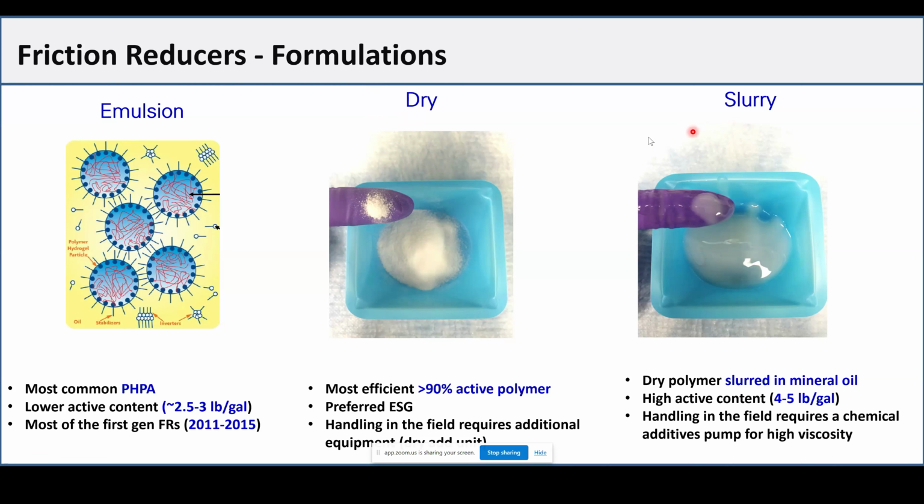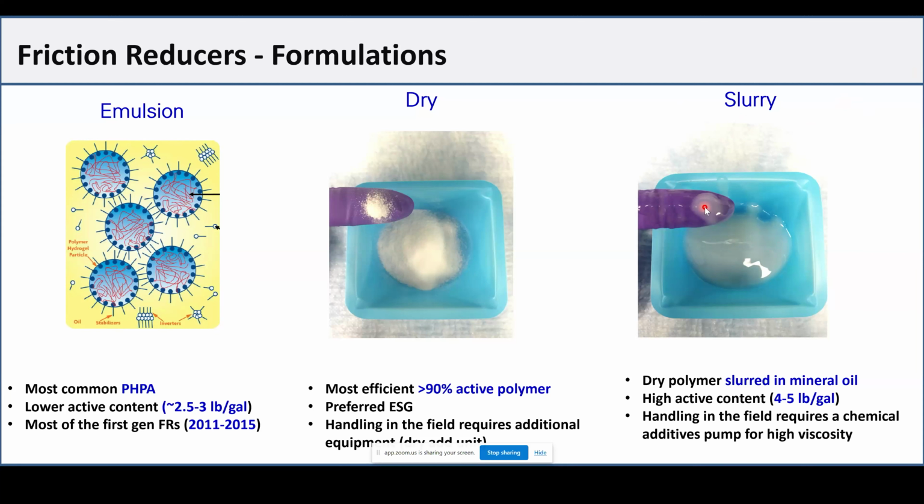I would say in between we can have a slurry, where you take the dry product and suspend it in mineral oil. In this case, you are trying to get an average between these two points. When you have a slurry, you don't need an additive pump to pump it, but you still need a good viscosity pump to be able to pump it. So it will be easier to pump than dry.